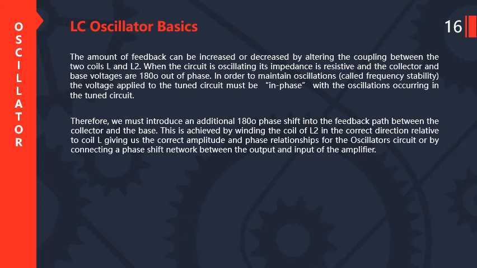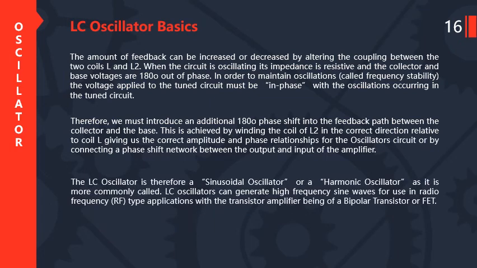This is achieved by winding the coil of L2 in the correct direction relative to coil L, giving us the correct amplitude and phase relationship for the oscillator circuit, or by connecting a phase shift network between the output and input of the amplifier. The LC oscillator is therefore a sinusoidal oscillator or harmonic oscillator, as it is more commonly called. An LC oscillator can generate high frequency sine waves for use in radio frequency type applications, with the transistor amplifier being a BJT or FET.